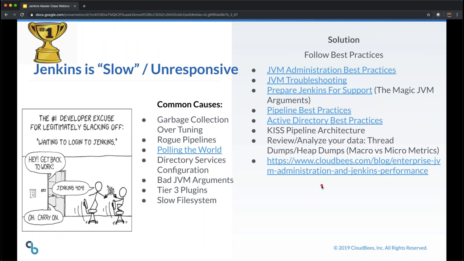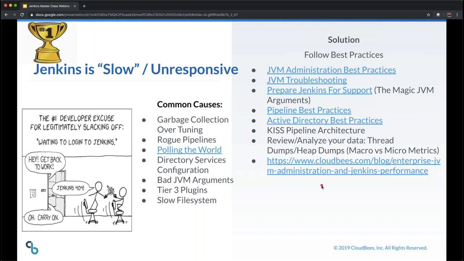The number one issue that we come across is that Jenkins is slow or unresponsive. Maybe your developers are telling you they can't even get to the UI. Well, most of the time, the reason behind all this is either garbage collection over tuning. Maybe they're using some garbage collection setting or archaic JVM argument that they found on a blog somewhere.